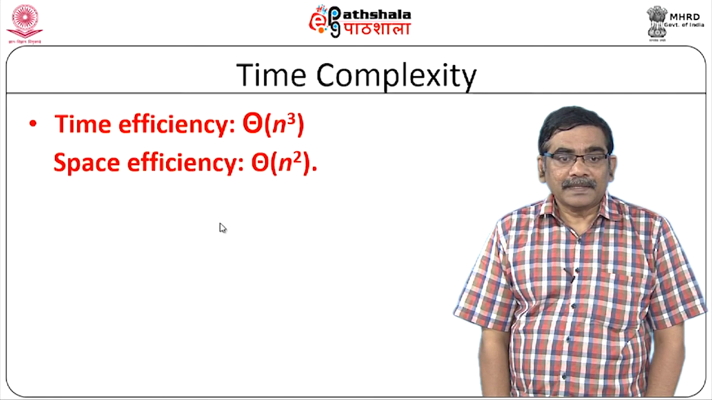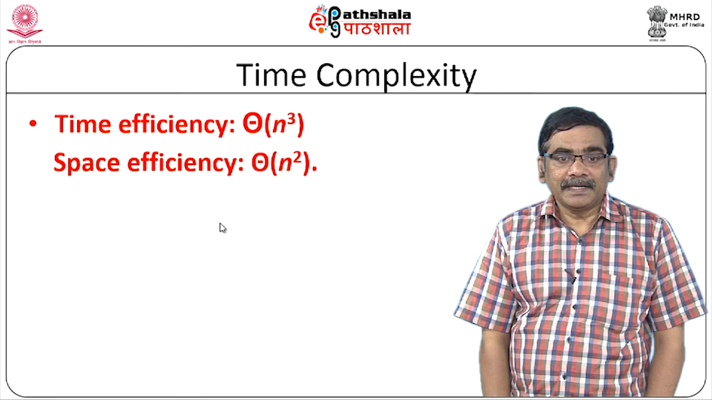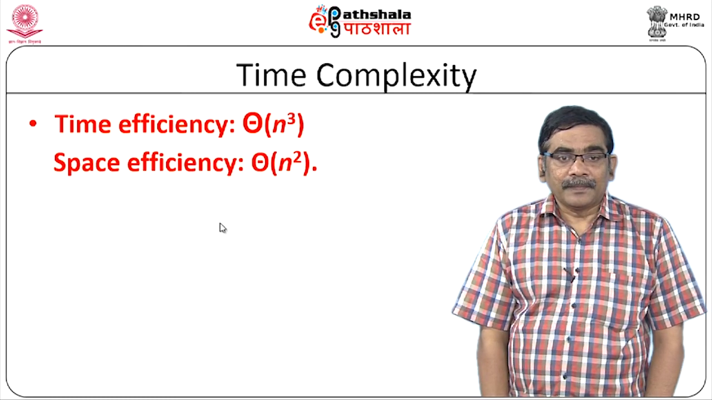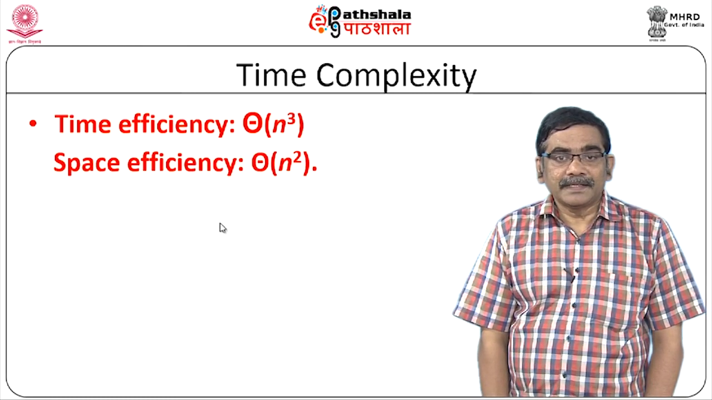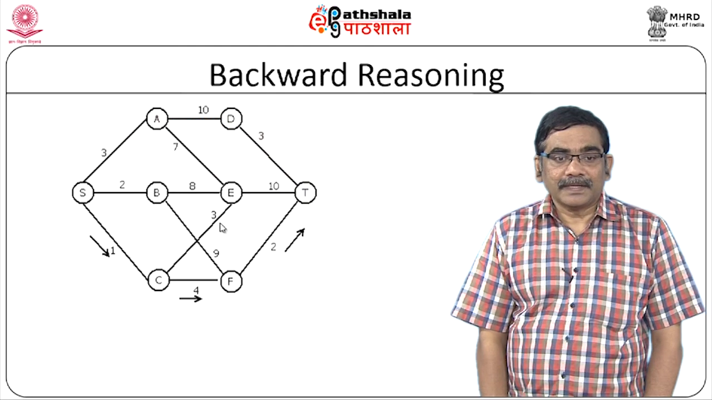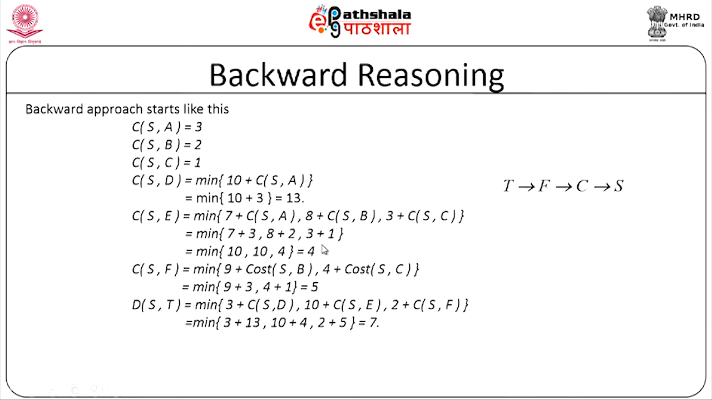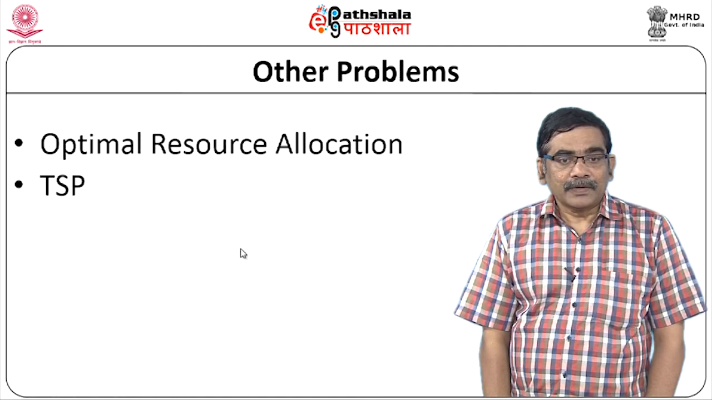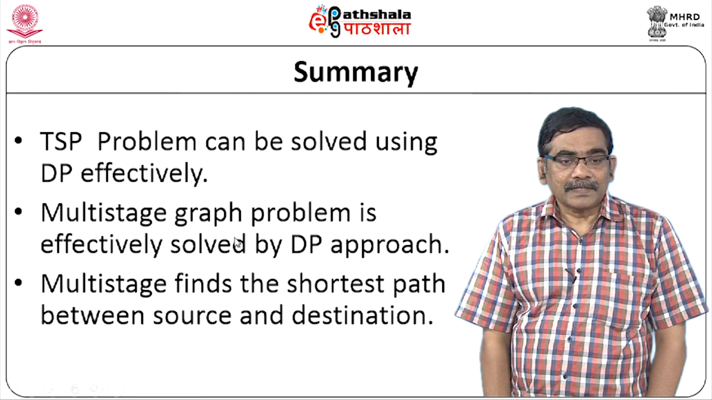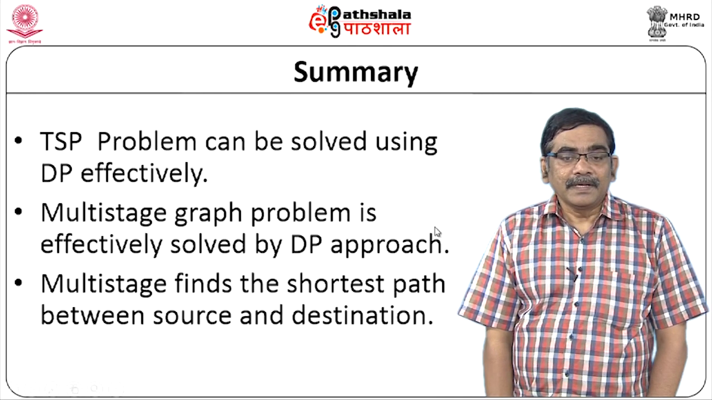What is the time complexity? Time complexity is going to be theta of n cube. Then space efficiency is going to be theta of n square. The same thing can be done in forward reasoning also. In forward reasoning, you will start from source. So, you can see that the same logic, but we will come from your source side. So, you can use this problem to solve the other optimal resource allocation, TSP, etc.